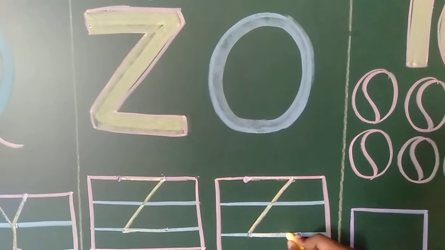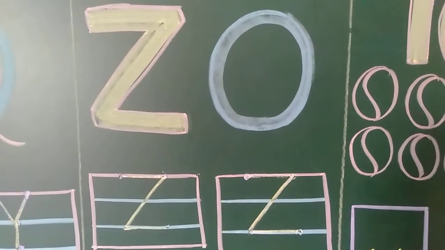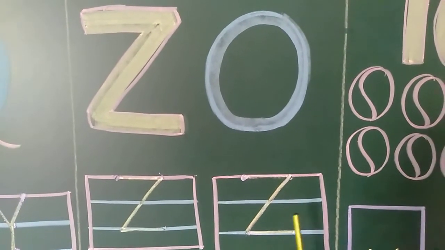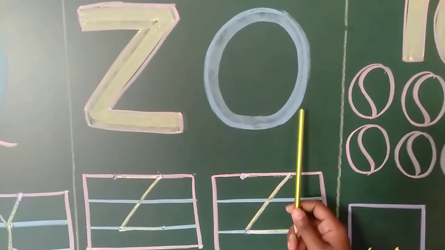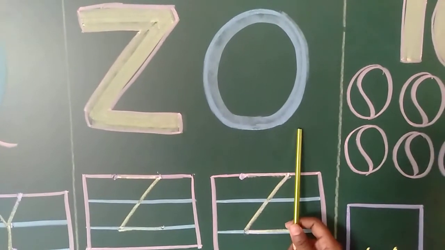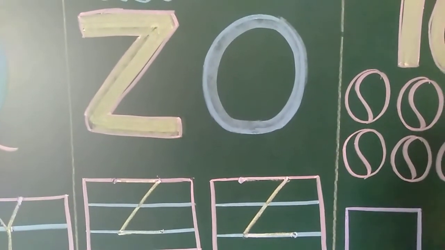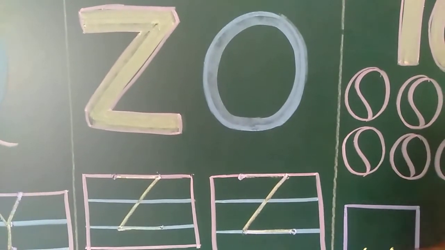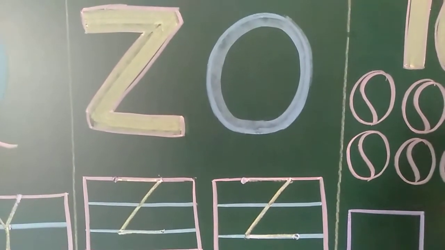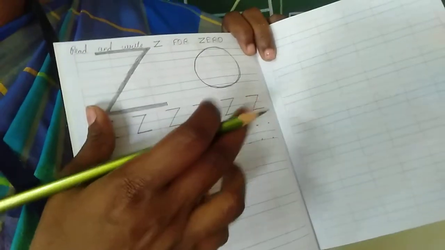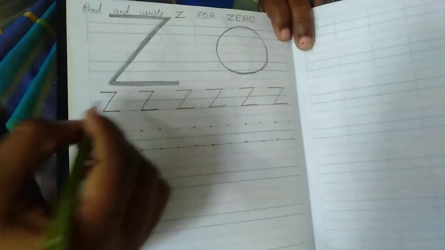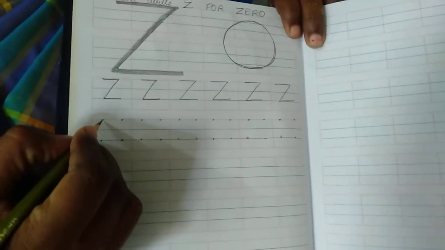In this way we are going to write letter Z. Which letter? Z. Z for zero. Z for zero. Now we will see how to write in our new format 4-line notebook. Okay, students? Okay, open your new format book, make the format and give the dots and start writing.